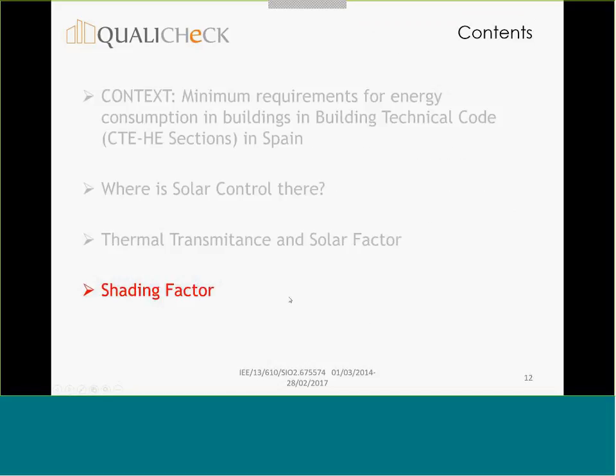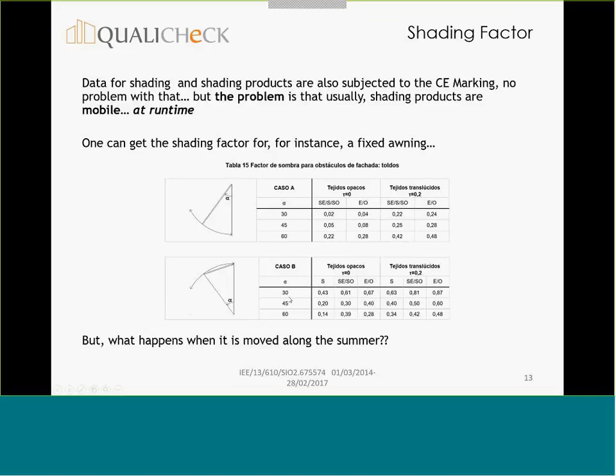Concerning the shading factor, well, the data for shading and shading factor products are also subject to the CE marking, and we have no problem with that. But the problem is that usually shading products are mobile, and are mobile at runtime. I mean, the user decides at every moment how the awning or the shade is installed, or how high it is, or whatever, or whether it is open or closed.